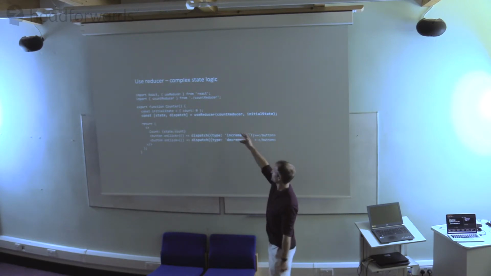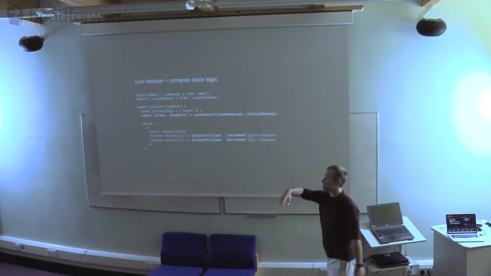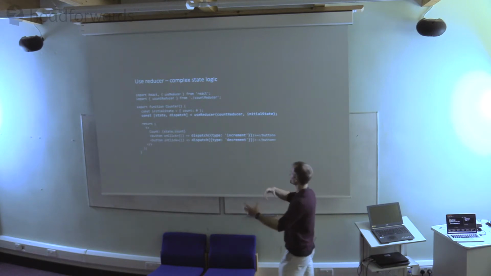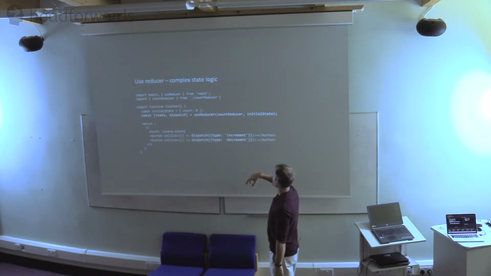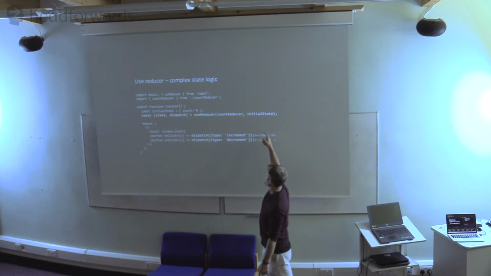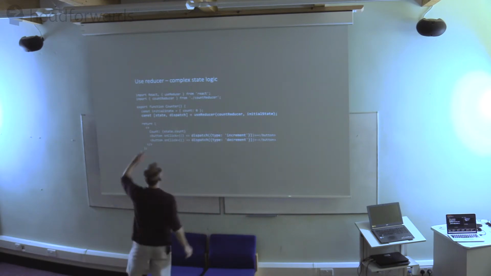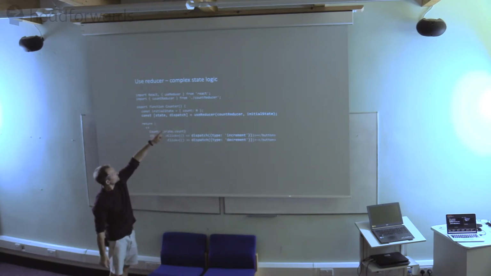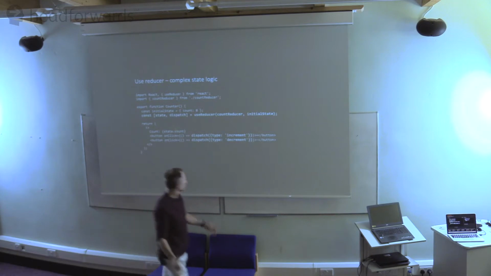useReducer takes your reducer, so it will execute your code in your reducer to work out what the state should be, depending on what it gets from the action and your initial state as before. Initial state will just be 0 as before. This time slightly more complex because I've used an object as the initial state, so count 0, but similar.